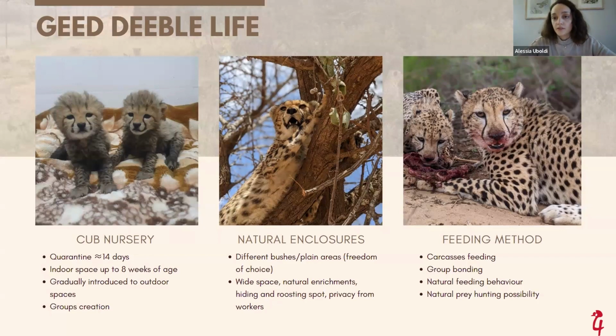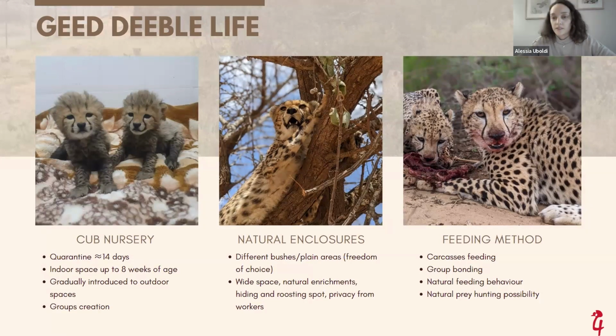And then also the feeding method has changed, because before it was an individual feeding method, and now there is more natural feeding behavior thanks to carcass feeding. So they usually eat goat carcasses, and it's also very interesting to observe how the social scheme acts in this case. And also here, cheetahs can hide the prey and can eat at different moments of the day.